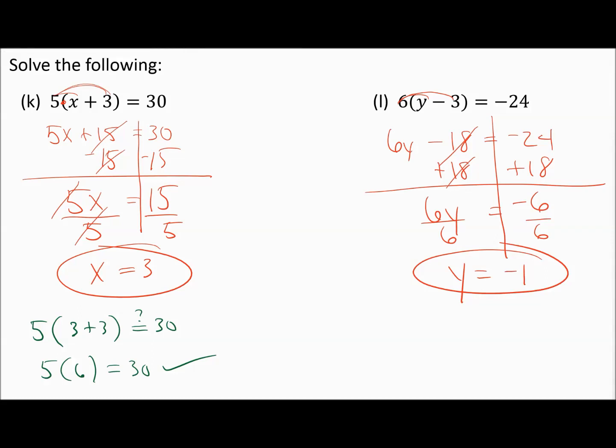My next step is to substitute negative 1 into my equation, so negative 1 minus 3 is equal to negative 24. Is that true? You know, negative 1 minus 3, or think about that as a negative 1 plus a negative 3, is negative 4. 6 times negative 4 is negative 24, so yes, that definitely equals negative 24.